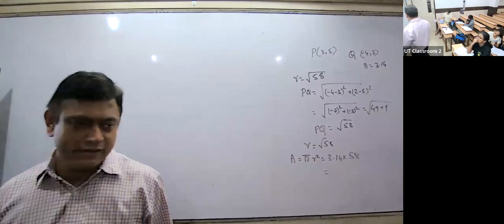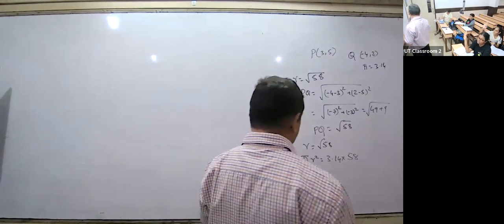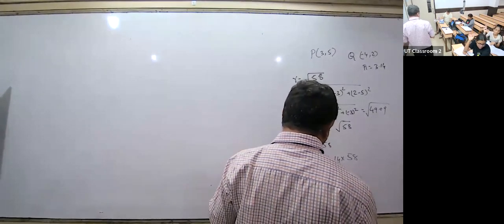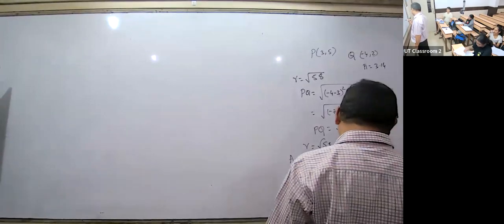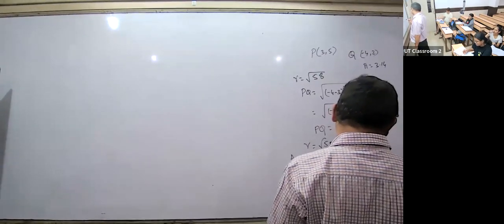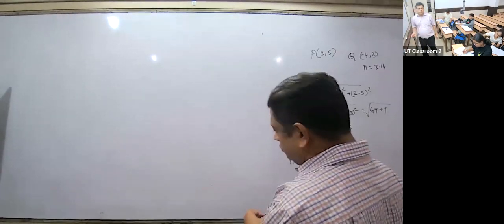How many have you got? 18212, and the decimal here: 182.12 square units. Area of the circle is in square units.